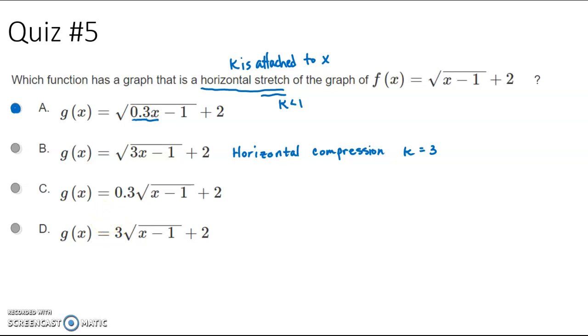A is the only one that's a horizontal stretch because A is the one that multiplies just the x coordinate by k, and k is less than 1.